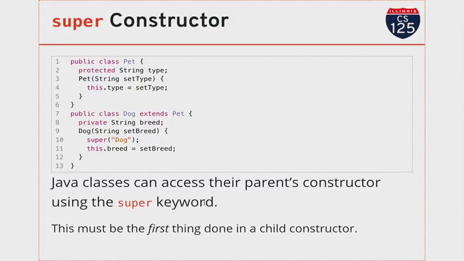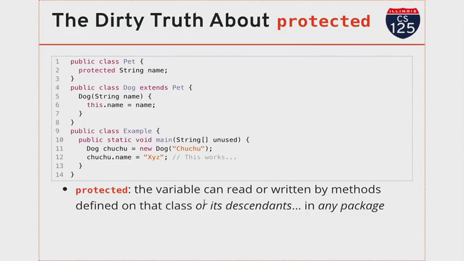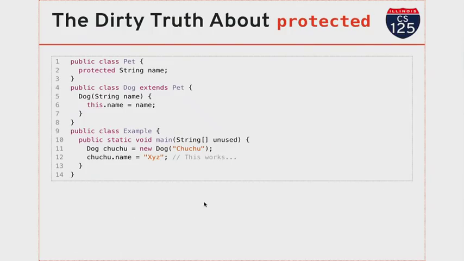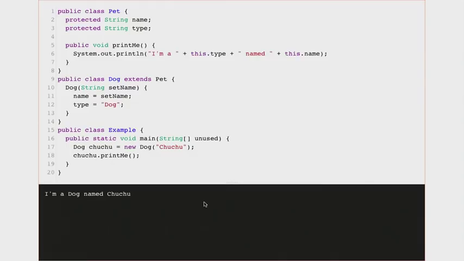What we saw, let me go back and show you this example that we did before. Well, actually, it's right here. Here was the example that we were talking about a minute ago. I have a class called dog that extends pet. It inherits the name and type, those instance variables, from pet. It also inherits a method called printme. When the constructor runs, it sets the name and the type that it inherited from pet. And this will work.